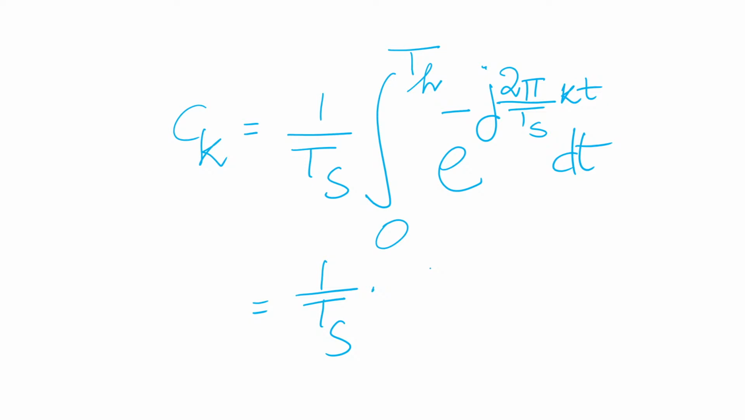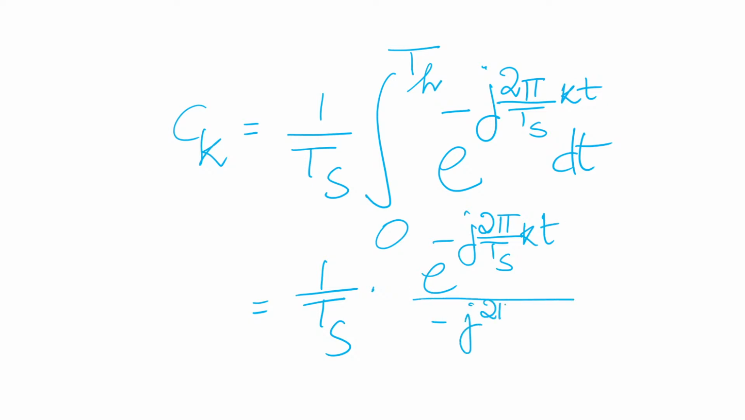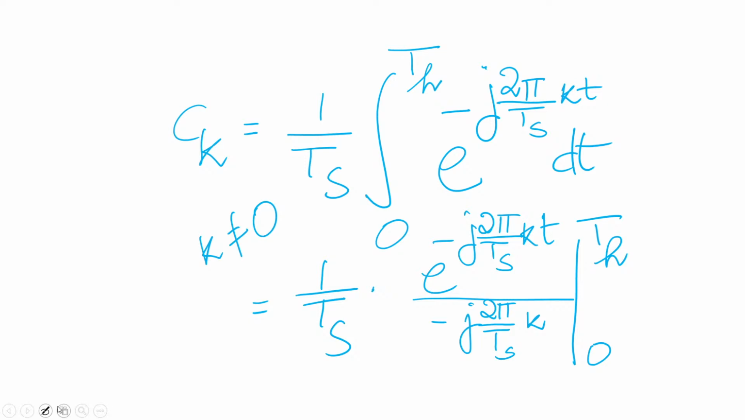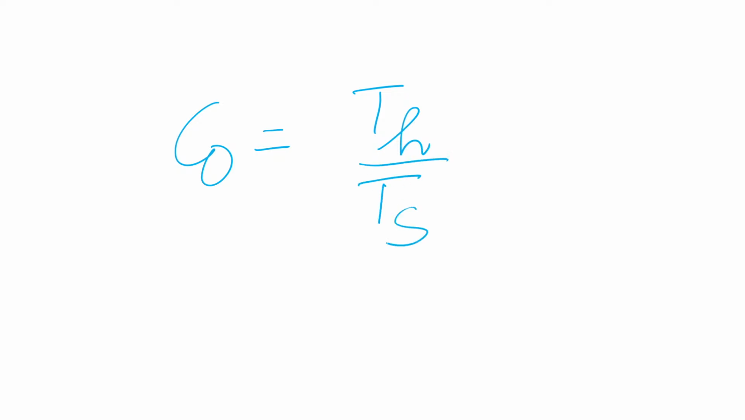So e raised to the power of, of course when k is not 0, from 0 to Th. So you could evaluate this, and for k equal to 0 you can see that it's just the integral from 0 to Th dt. That's easy to calculate, so it will be Th by Ts. In other words, for k not equal to 0, you have the expression here. For k equal to 0, C0 is simply Th by Ts. So these are Fourier series coefficients.